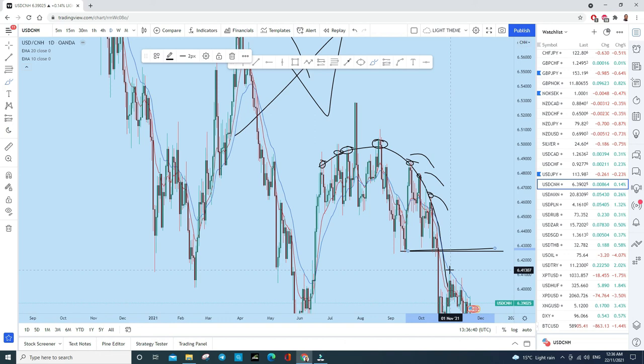Now, these are the ways you can identify and trade major levels of support or resistance properly.